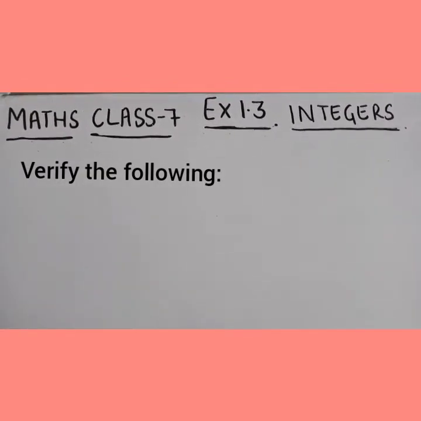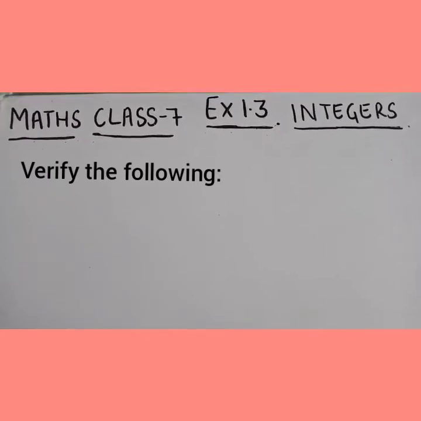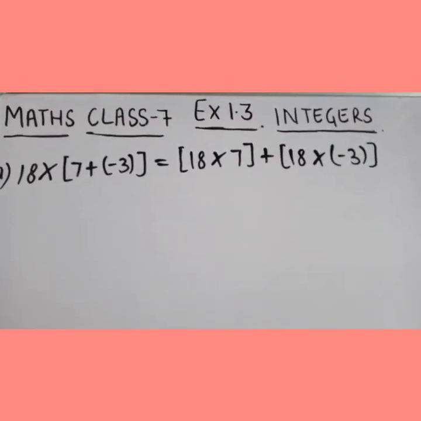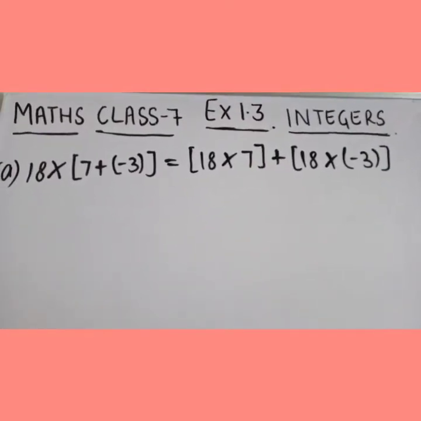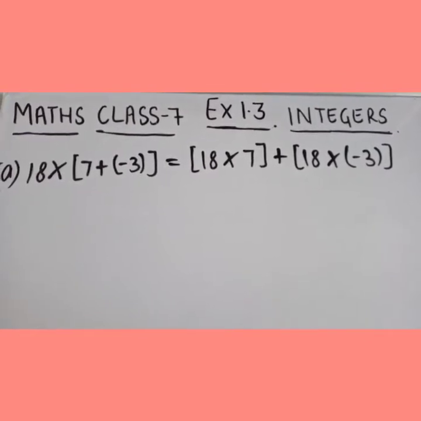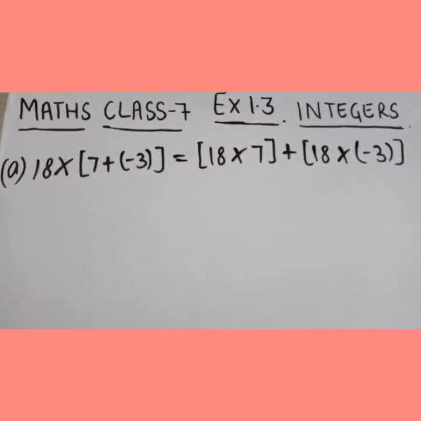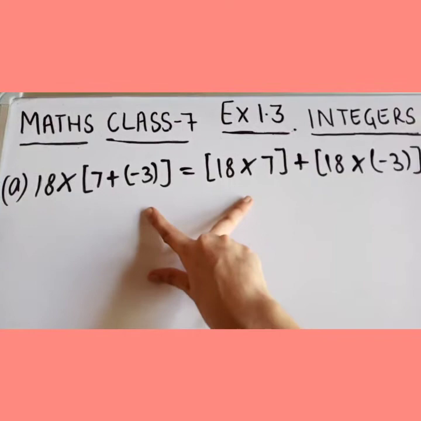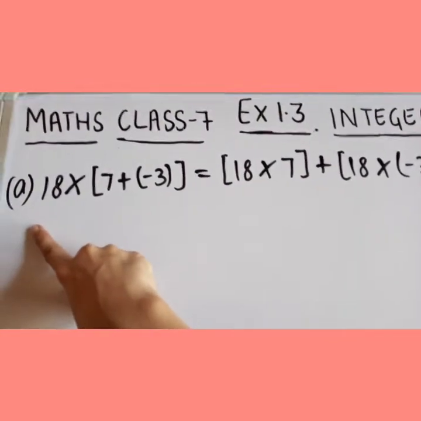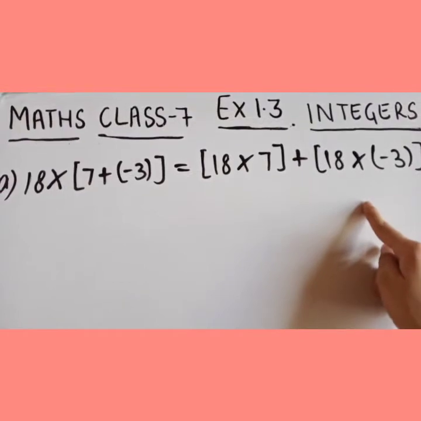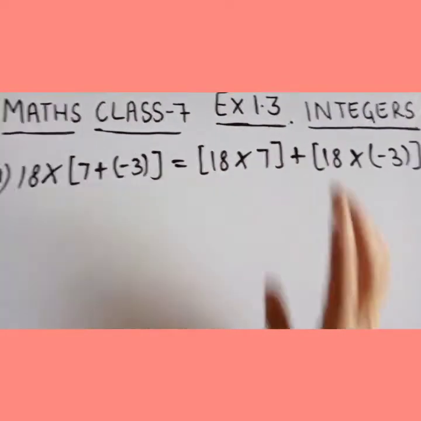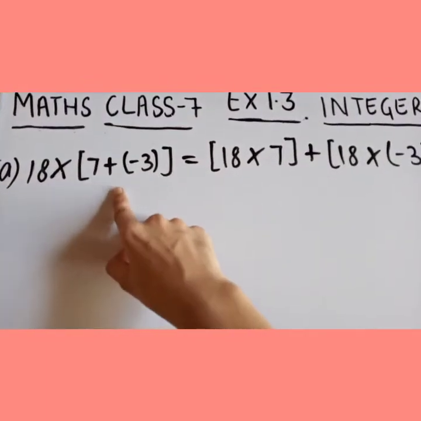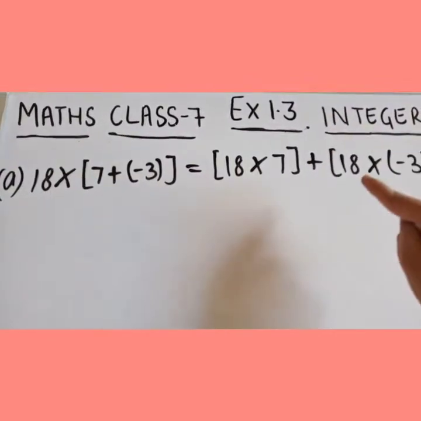So you have to prove the first part, for example in the A part they have written 18 multiplied by 7 plus -3 equals 18 multiplied by 7 plus 18 into -3. So I am talking about this equal to sign. These are the two parts of part number 1 A. Let's call them statements. Now they are saying that this statement should be equal to this statement.